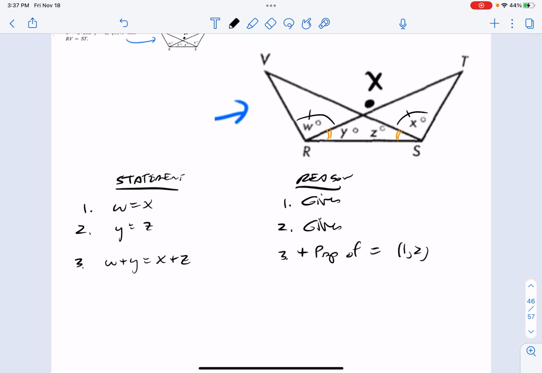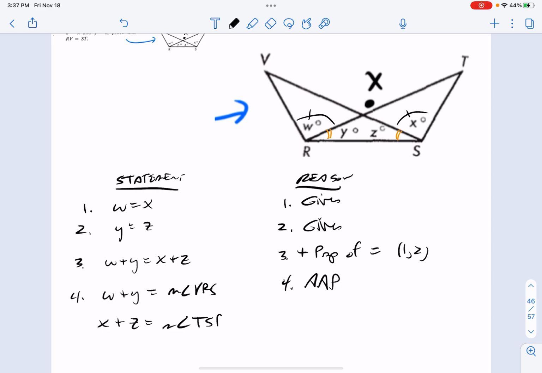But then, by angle addition postulate, I could say, oh, W plus Y, right? In the diagram, W is the measure of this angle, Y is the measure of this angle. Together, they give me the measure of the full angle VRS. And while I'm at it, I can do it on the other side. This is X degrees, this is Y degrees. If I add those numbers, I get the total of this one.